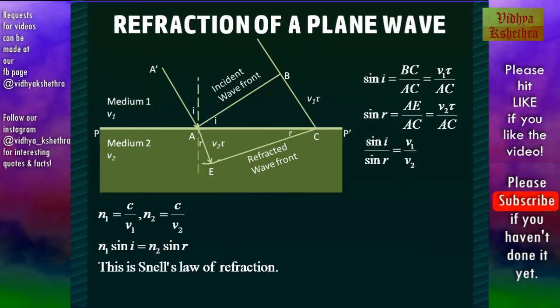Now we can prove that the frequency of the light wave remains the same even after refraction. Let the wavelength in medium 1 be BC, that is lambda 1, and the wavelength in medium 2 be equal to AE, that is lambda 2. Therefore, lambda 1 by lambda 2 is equal to BC by AE, which is equal to V1 by V2. Or V1 by lambda 1 is equal to V2 by lambda 2. Thus, we can see that the frequency remains constant while the speed and wavelength decrease.